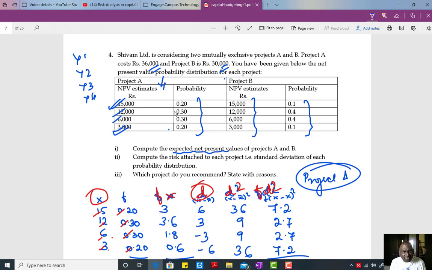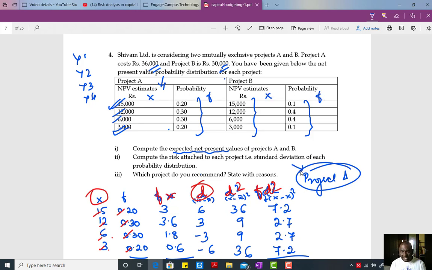Okay, just average is of no use. We also have to calculate from the average how much deviation is there. So all this we are doing is some kind of a probability, a mathematical analysis of the cash flow. So how do we do it? Very simple. Take this NPV in project A as X. Take this probability as F.